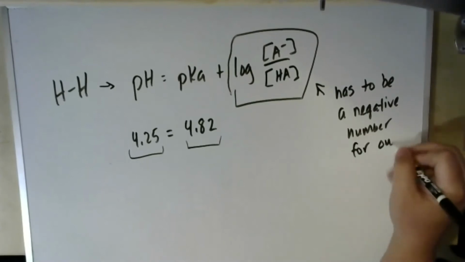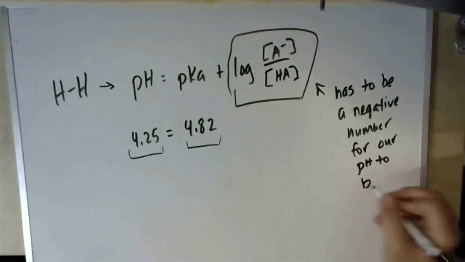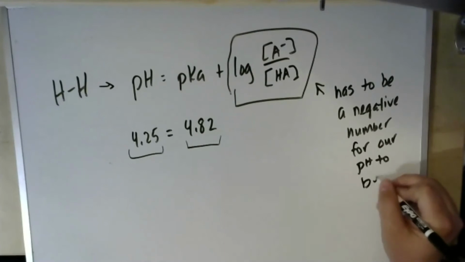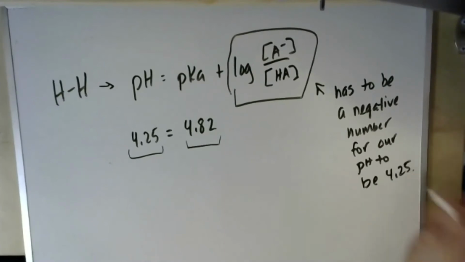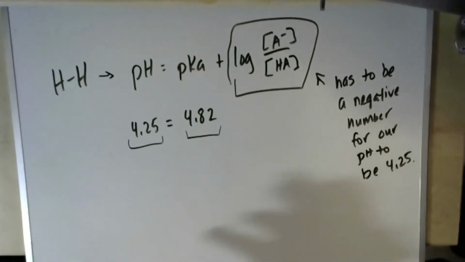then this expression here in our Henderson-Hasselbalch equation is going to have to be a negative number for our pH to go down to 4.25 from 4.82. All right, hopefully that makes sense. And if you're still not sure, then try some numbers out for yourself.